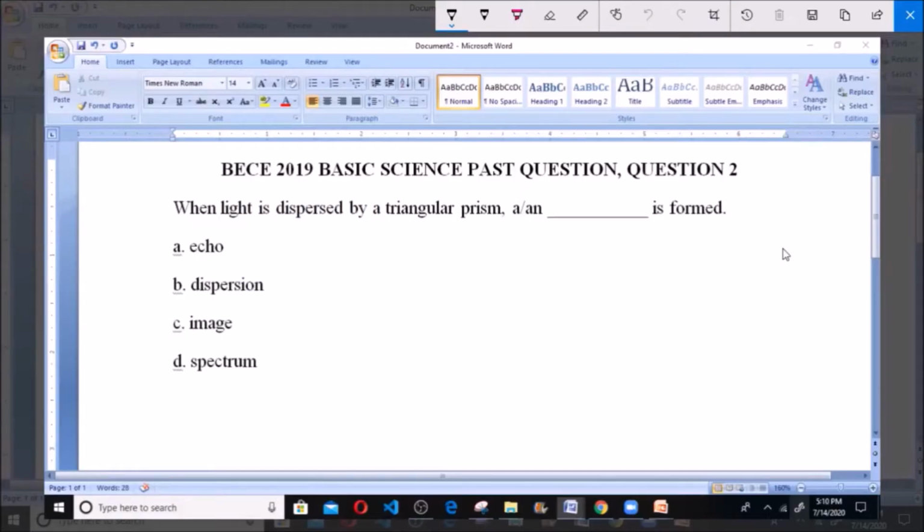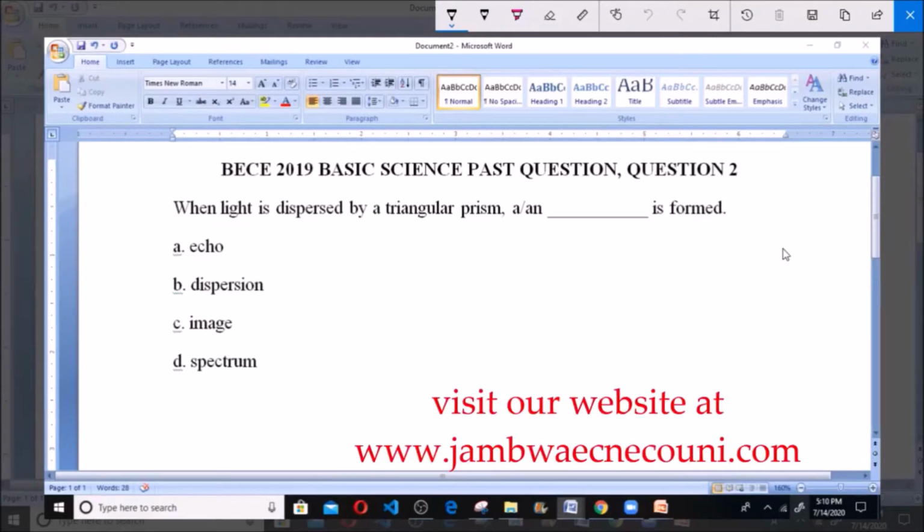Welcome. Today we are going to be doing BECE 2019 Basic Science Past Question, Question 2. When light is dispersed by a triangular prism, a or an dash is formed. A. Echo, B. Dispersion, C. Image, and D. Spectrum. Now we have to know the meaning of all these terms, echo, dispersion, image, and spectrum, before picking our right answer.